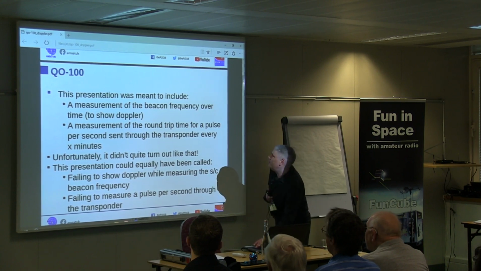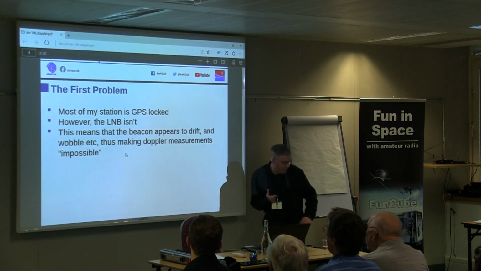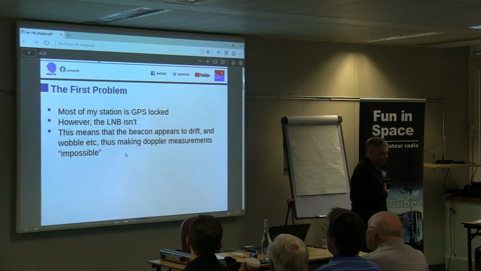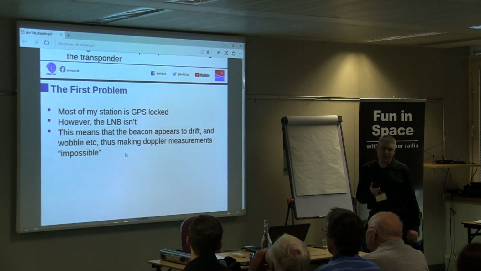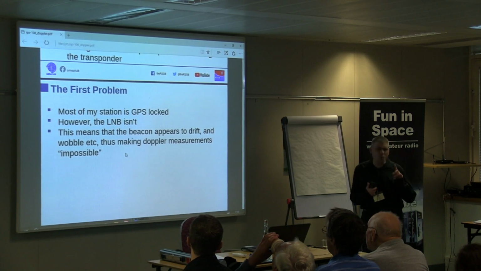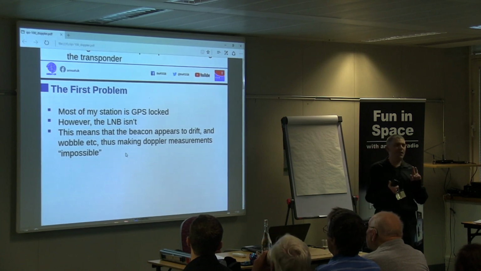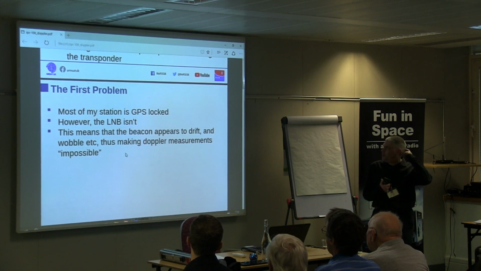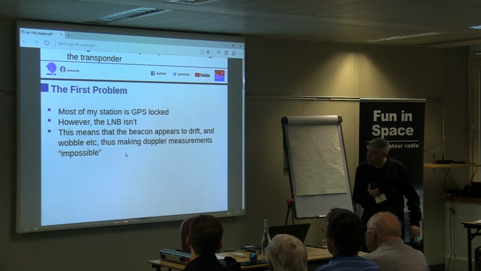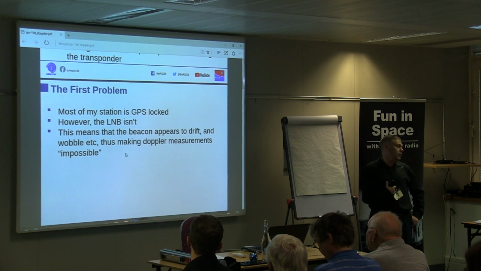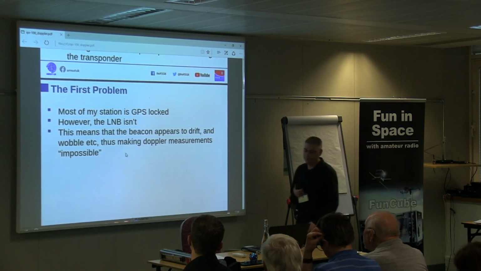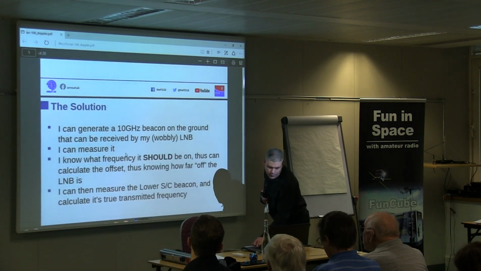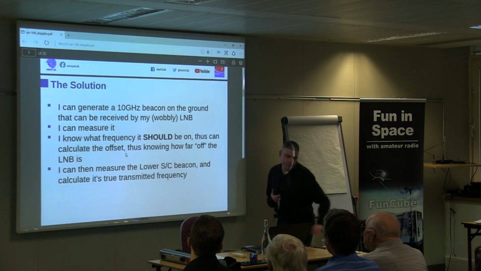So, the first problem when measuring the beacon. Most of my stations are GPS locked. There's one piece that isn't, the LMB. It means that the beacon appears to drift and wobble, theoretically at least, making Doppler measurements impossible. However, there is a solution to this.